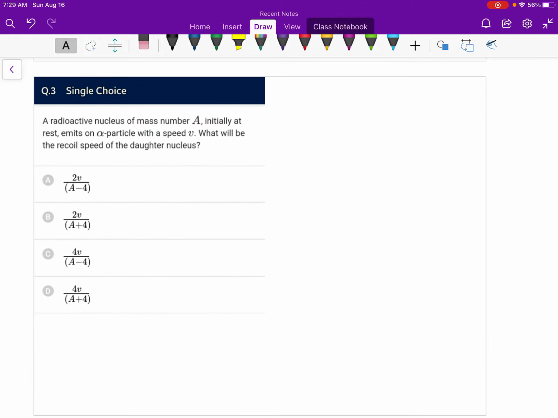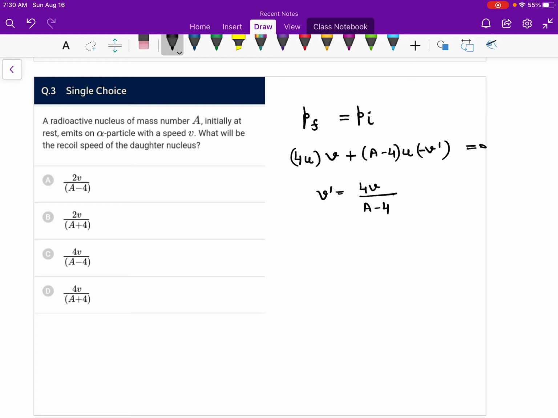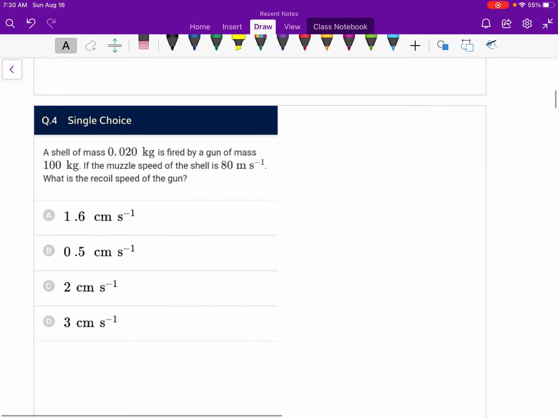Radioactive nucleus A initially at rest emits an alpha particle with speed v. What will be the recoil speed of the daughter nucleus? So from momentum conservation, P final is equal to P initial. Mass of alpha particle is 4u, so 4u into V plus mass of daughter nuclei will be (A minus 4) into u, and speed is suppose V dash in opposite direction, is equal to 0. So V dash is 4V upon A minus 4. So C is the correct option.